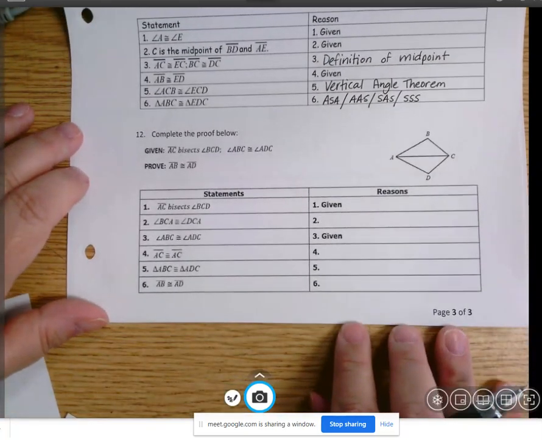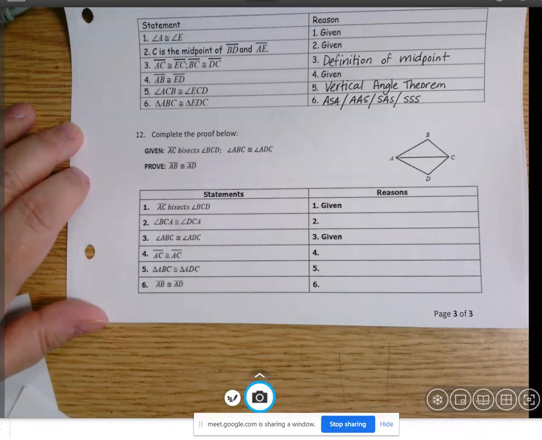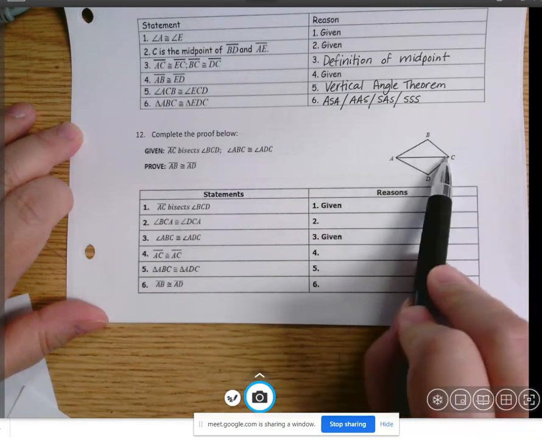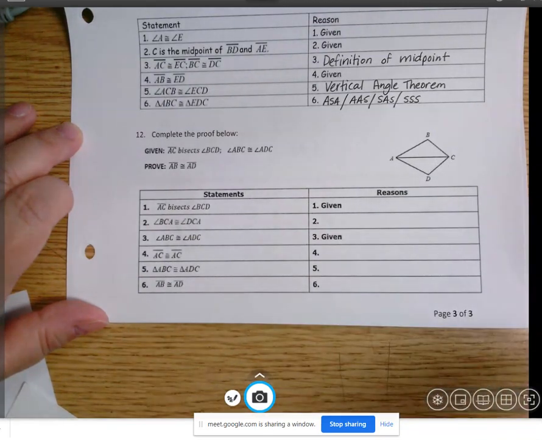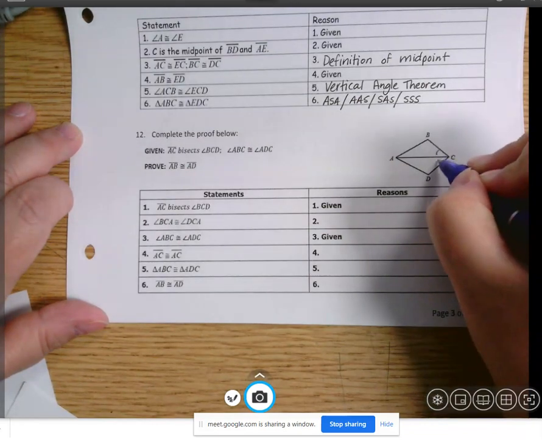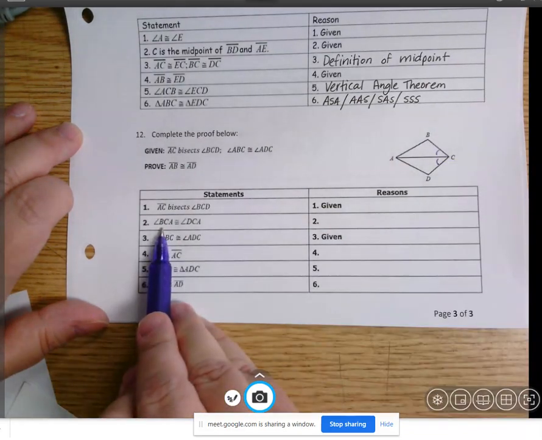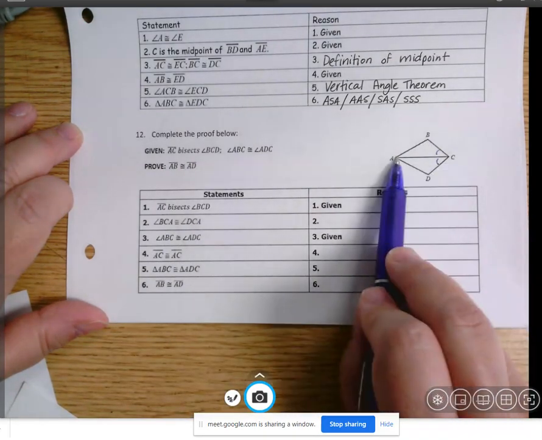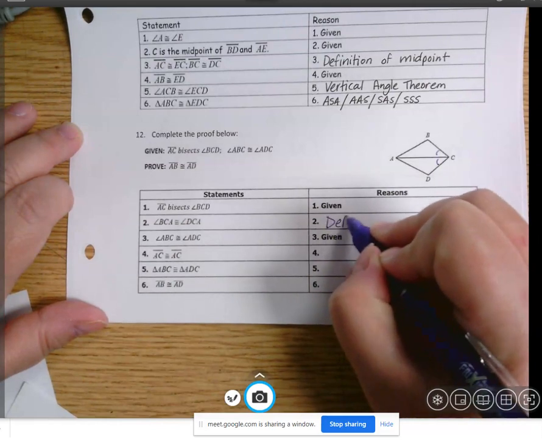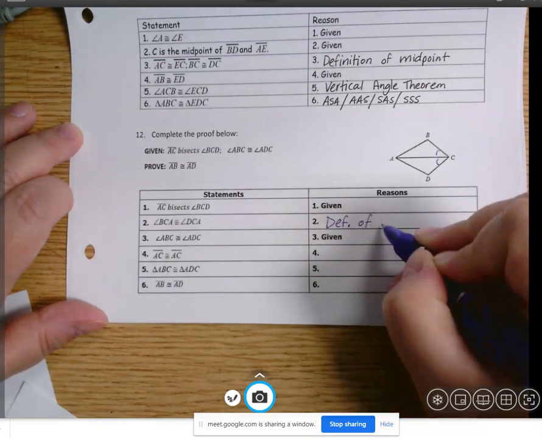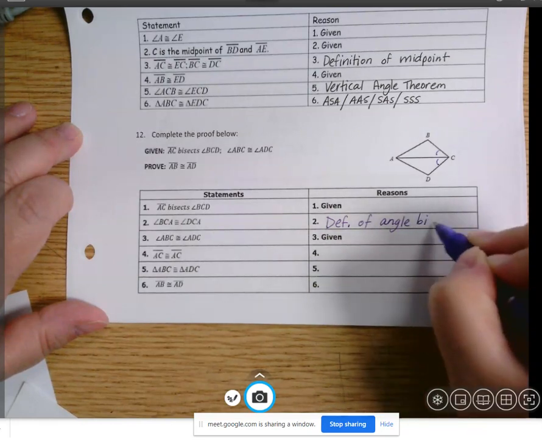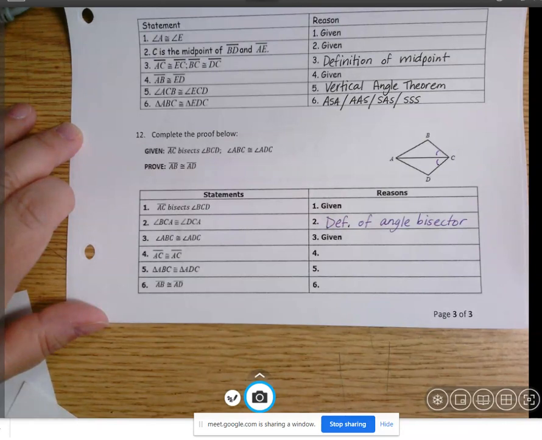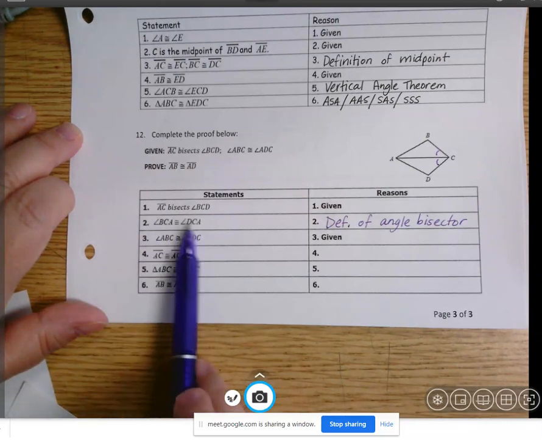All right, last but not least, complete the proof below. Given AC bisects angle BCD. AC is this. If it bisects this angle, that means it cuts it into two congruent pieces. That's what this next statement says. Angle BCA is congruent to angle DCA. That's because of the definition of angle bisector. Or you could even just say definition of bisector. You can't say definition of segment bisector because we're bisecting an angle and we're talking about how it makes two smaller angles.